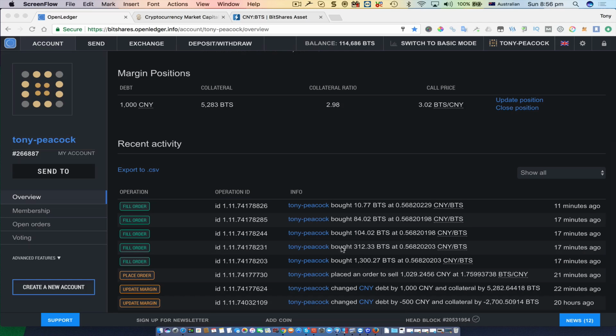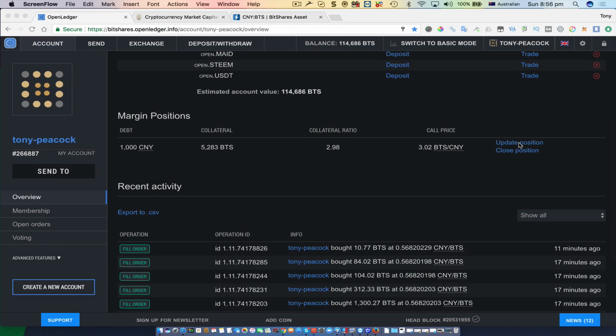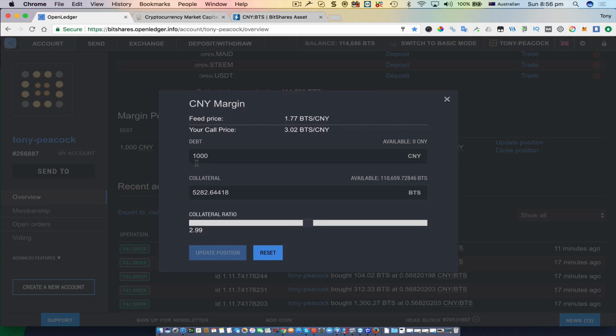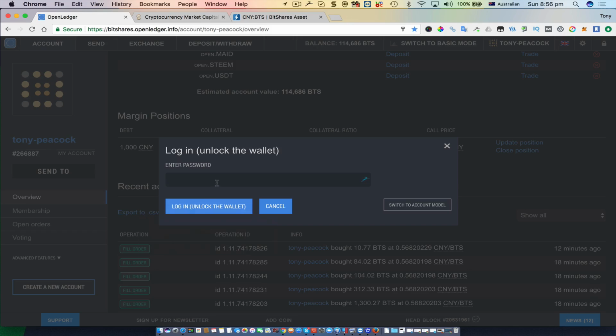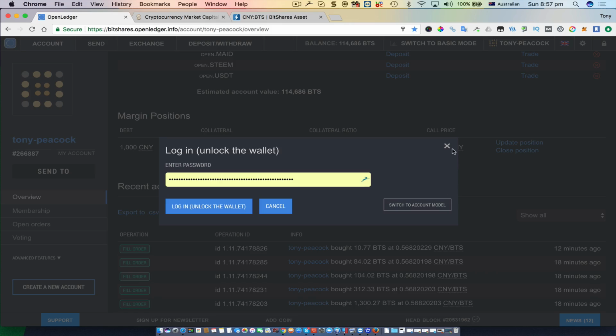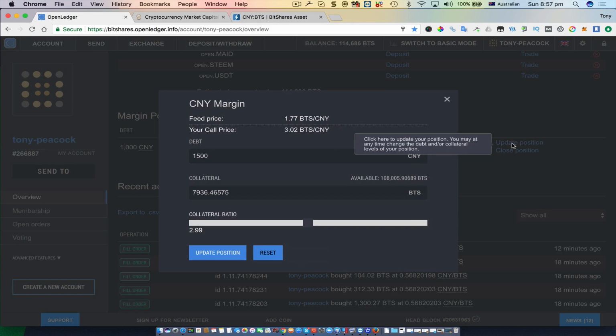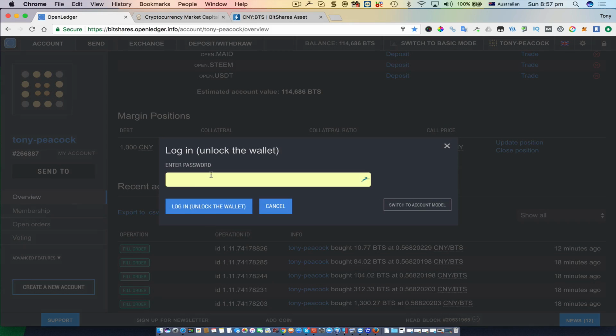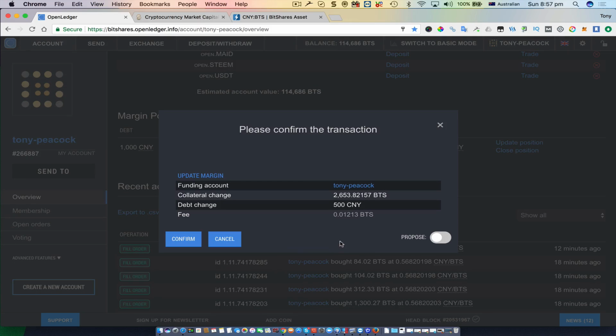I don't know how fast this is going to work, but I'll show you how I can do this. So if I update my position, I click here and you can see my debt is 1,000 Chinese Yuan. So let's say I want to increase that to 1,500. So I can update my position. Okay, now I go to my password. In fact, let me just go back. I want to show you something pretty important. Update position. Oh, yep. Okay, that's good. So my password, and then I go to the next screen. Here we go. This is what I wanted to show you.